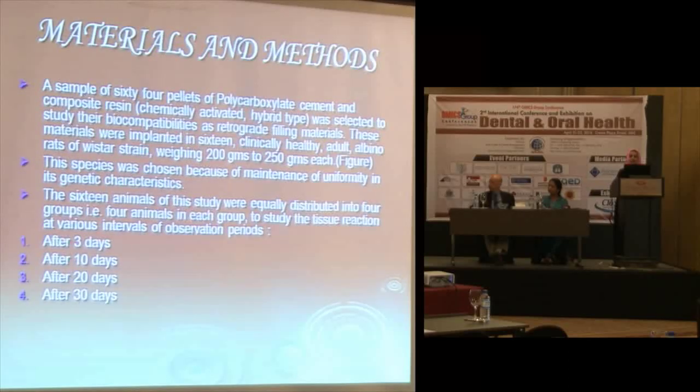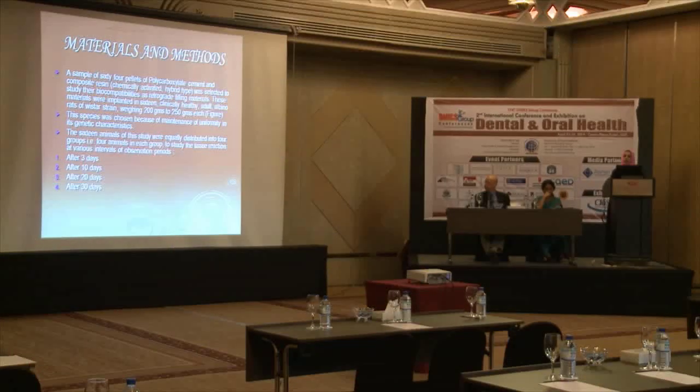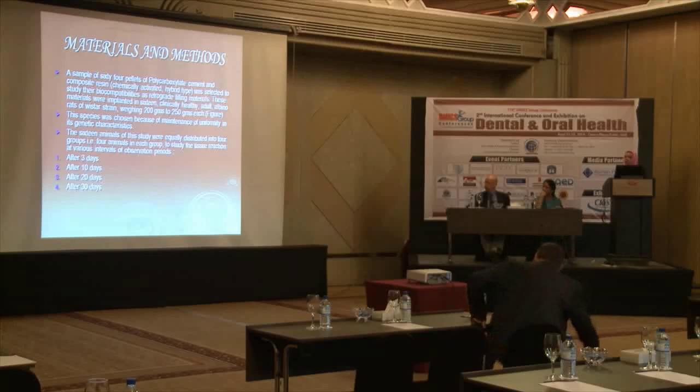A sample of 64 pellets of polycarboxylate cement and composite resin was selected to study the biocompatibilities as retrograde filling materials. These materials were implanted in 16 clinically healthy adult albino rats of Wistar strain weighing 200 to 250 grams. This species was chosen because of maintenance of uniformity in its genetic characteristics.